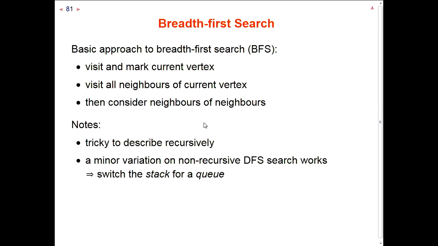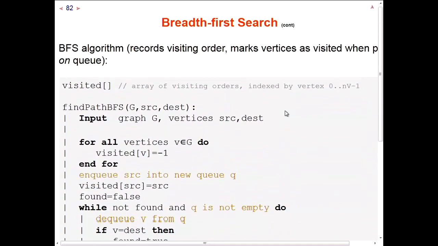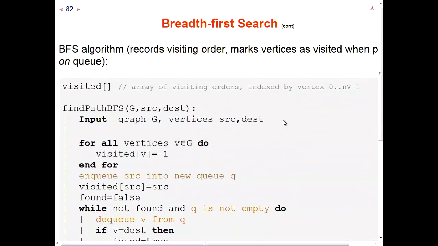In this way, as we will see, we make sure that we visit vertices in the way that we want to visit them when we want to do a breadth-first search. So here's the algorithm. This algorithm also keeps track of the visiting order so that in the end we can recover the path that we have found, in the same way we did when we rewrote the basic depth-first recursive search algorithm.